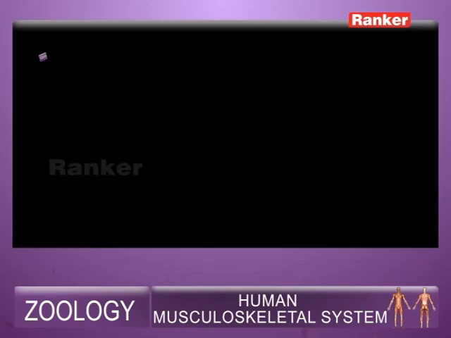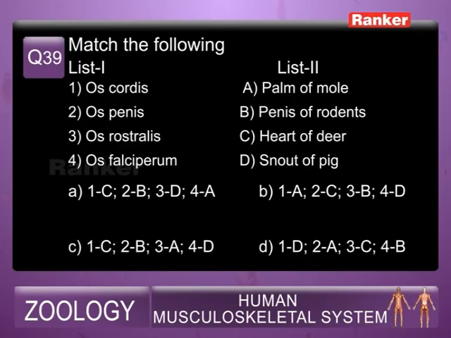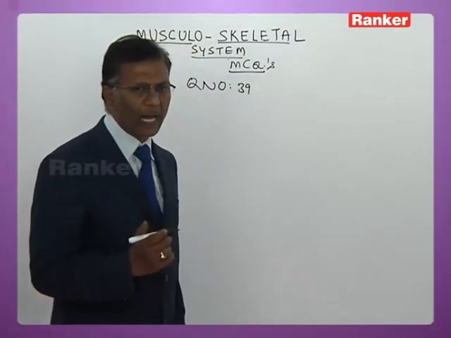39th is here. Match the following. List 1: 1. Os cordis, 2. Os penis, 3. Os rostralis, 4. Os falciparum. And list 2: A. palm of mole, B. penis of rodents, C. heart of deer, D. snout of pig. Now you have options: A. 1C, 2B, 3D, 4A; B. 1A, 2C, 3B, 4D; C. 1C, 2B, 3A, 4D; D. 1D, 2A, 3C, 4B. Now you should try to find out the answer, students.